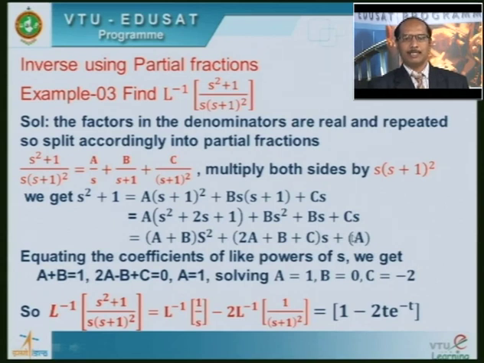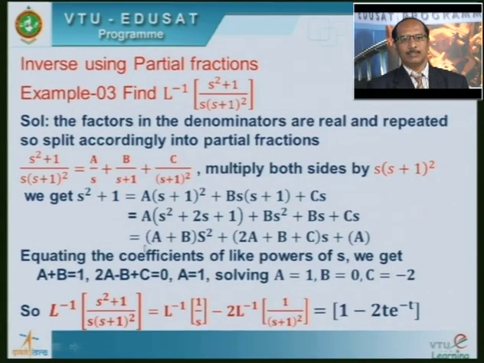So, after separating the coefficients of various powers of S, now it is easy to find out the coefficients A, B, C. Equating the coefficients of like powers of S. First, I equate the coefficient of S square on both sides. Left hand side, the S square coefficient is 1 here, 1 into S square. So, 1 is equal to the right hand side A plus B. So, we get an equation A plus B is equal to 1.